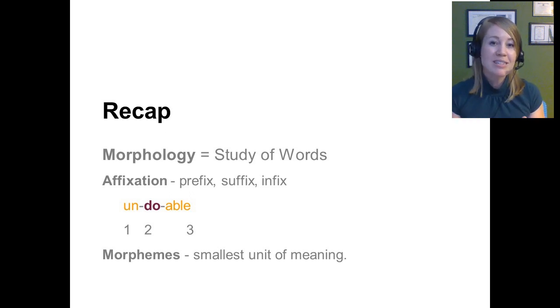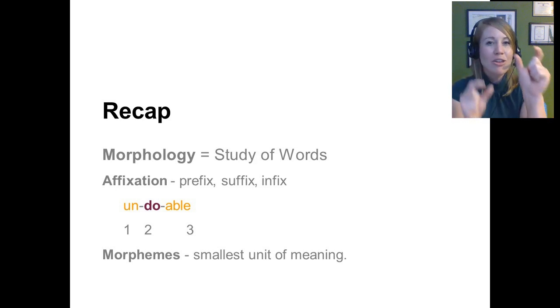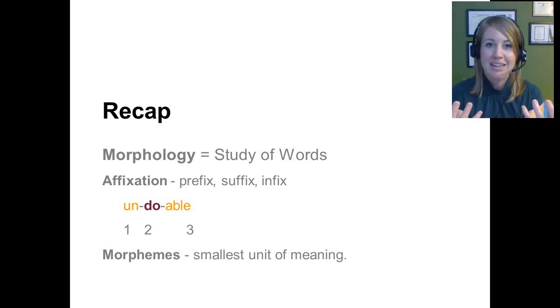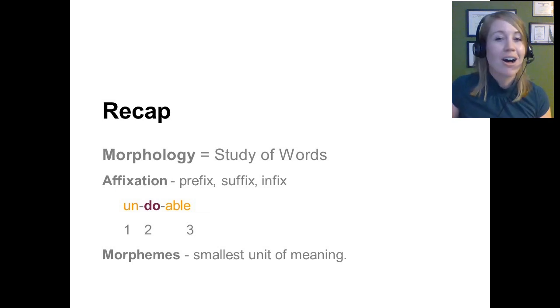So in the process of talking about prefixes and suffixes and affixation, we're discussing morphemes, which are all the units of a word that have meaning to it. So when you look at the word undoable, it has 3 morphemes. There are 3 small units of meaning. Un means something, do means something, and able means something. Those are all morphemes because they all have meaning. Each of them carry meaning with it.